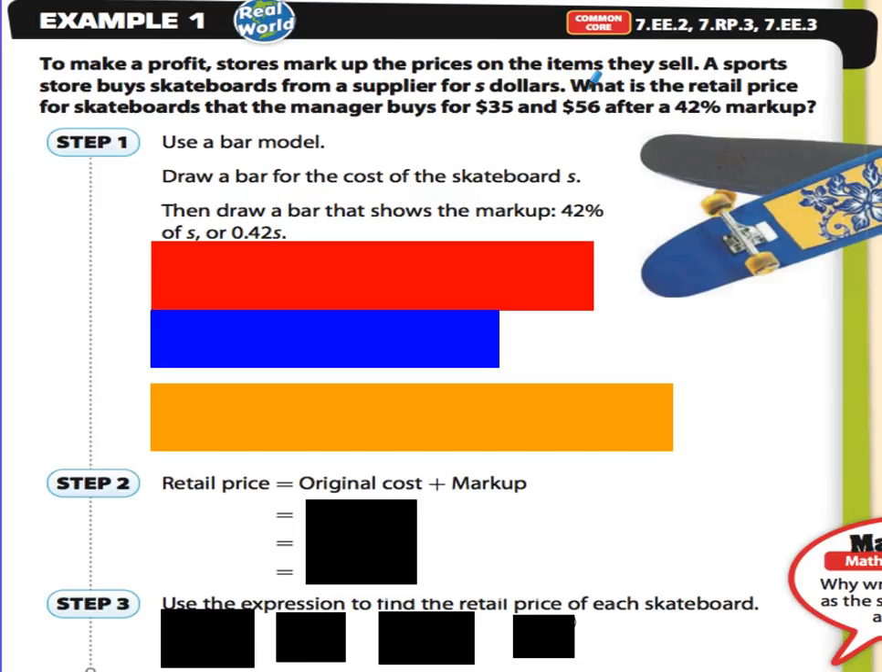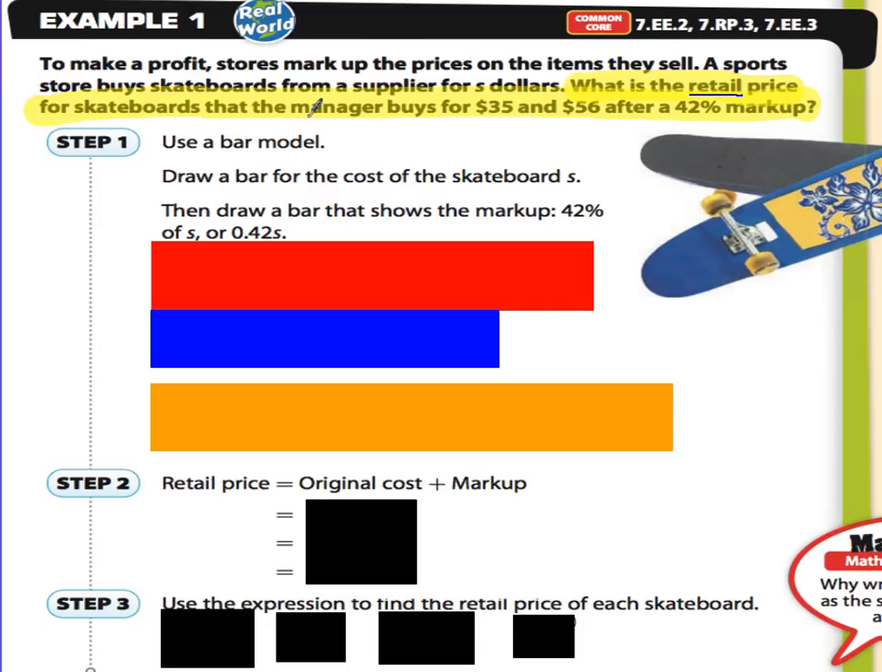So we want to know, what is the retail price for skateboards that the manager buys for $35 and $56 after a 42% markup? Well, first of all, the retail price is what you and I purchase it for. We talked about this, about how markup is because stores work for profit. They want to make money because they have to not only pay their employees, but they want to make money because that's how the world works. And so they have a retail price, which is what they sell their products to consumers for, so that way they can make their money.